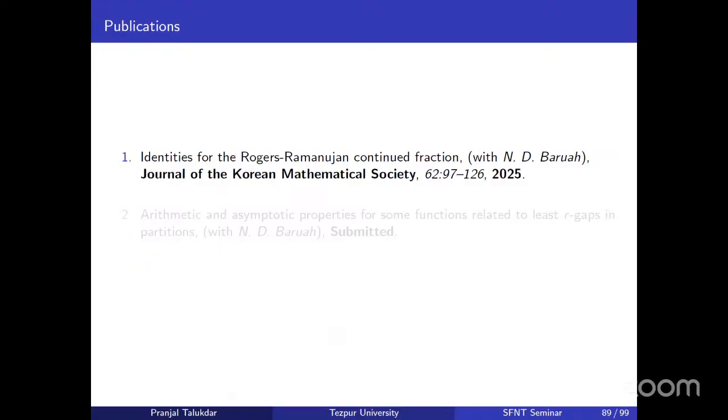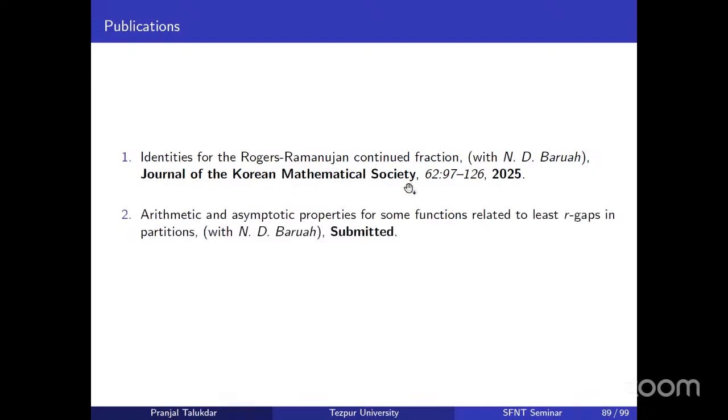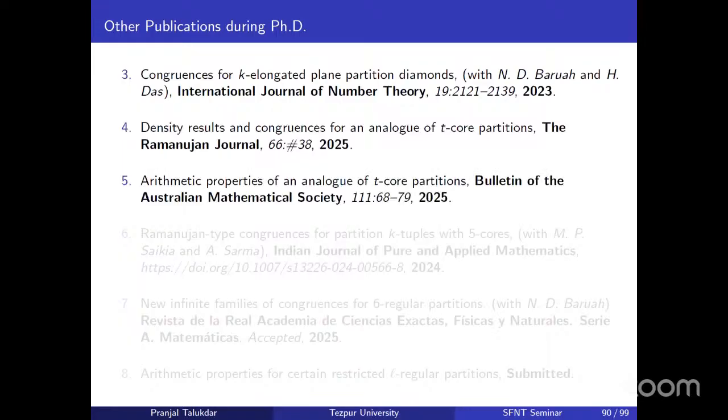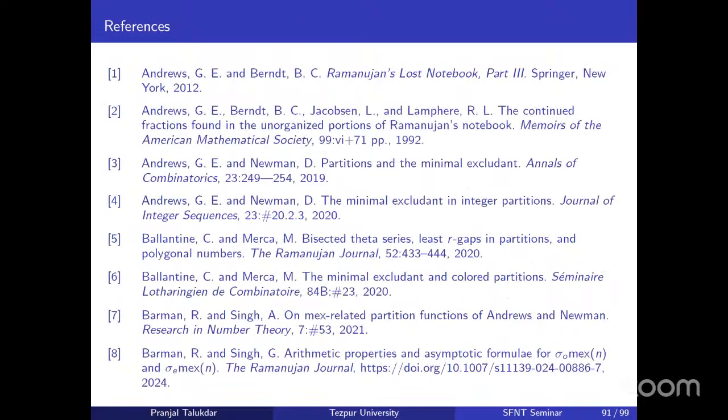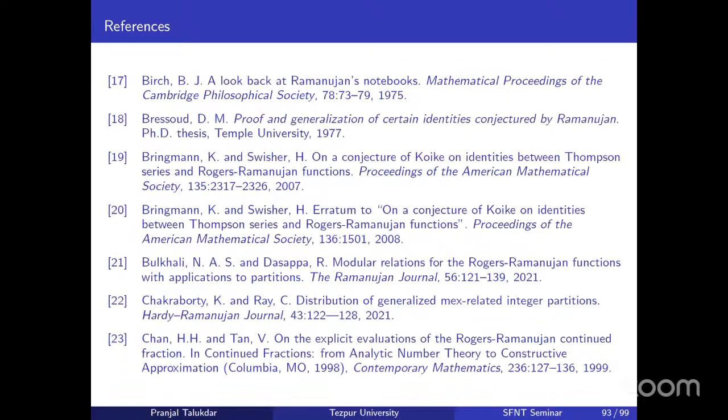So the contents of today's presentation: the second thing, the identities for Ramanujan's summation of continued fraction, has already been published, and the first part, the study on Lister gaps, is still under review. These are my other publications during my PhD, and these are some references related to these works.